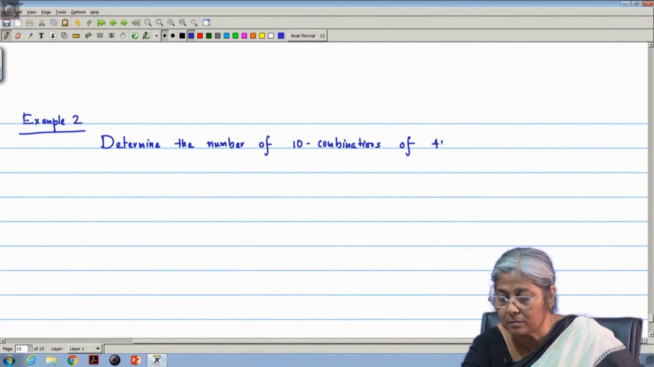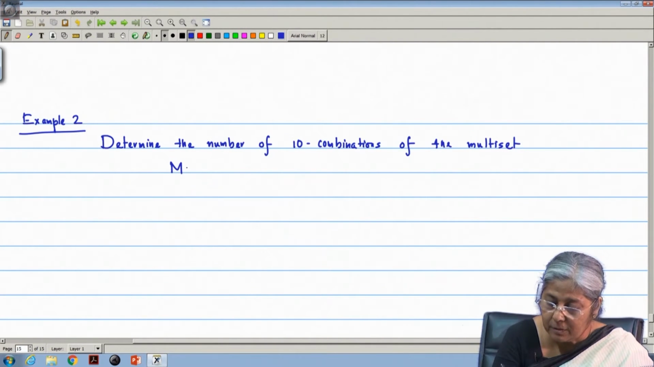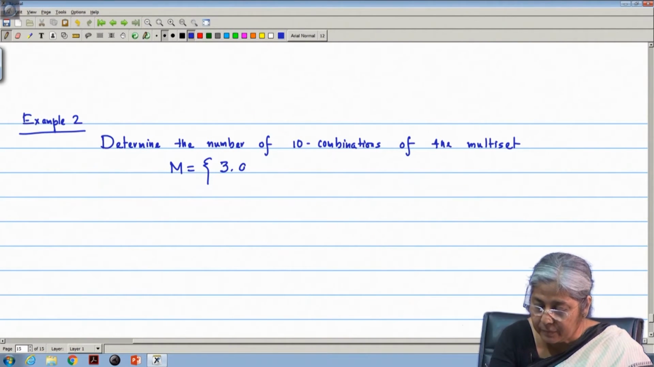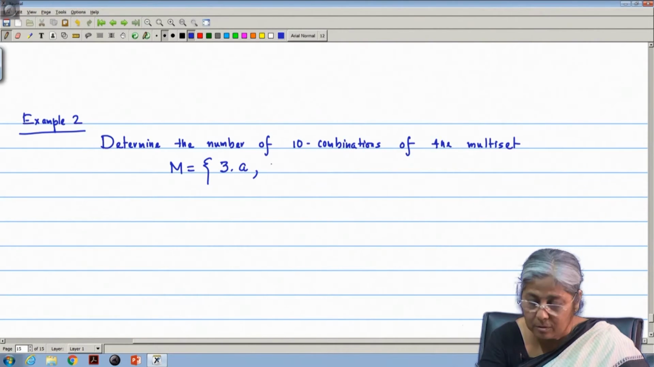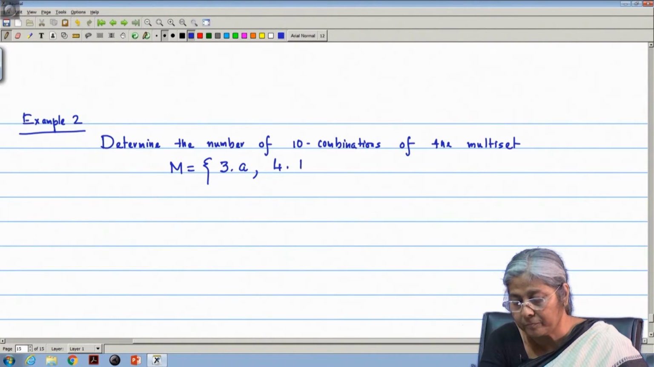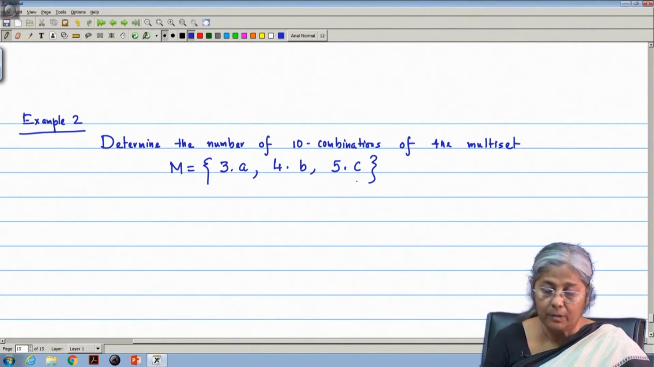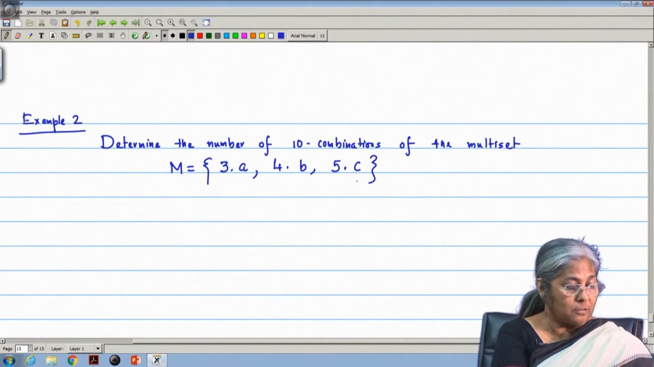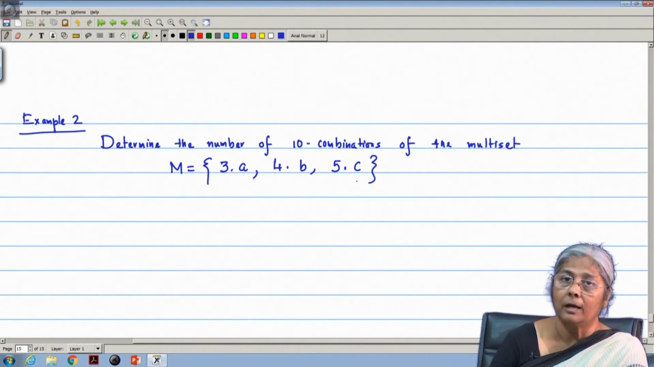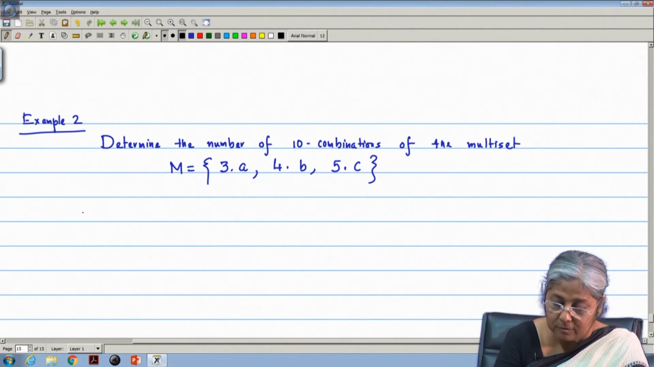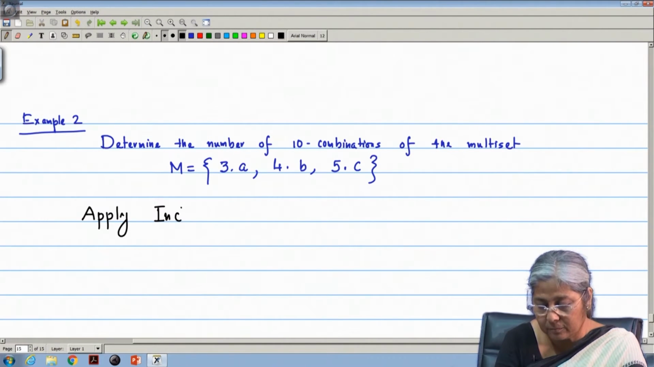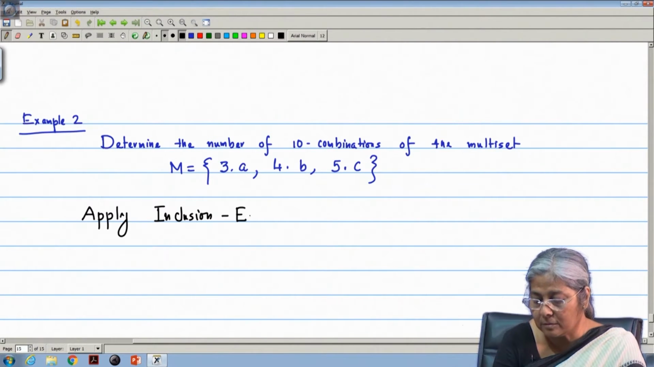of the multiset M equal to {3·A, 4·B, 5·C}, that is, A with repetition 3, B with repetition 4 and C with repetition 5. Now, here the problem is this, and we will apply the inclusion exclusion principle. So, a different solution technique we will be using here.